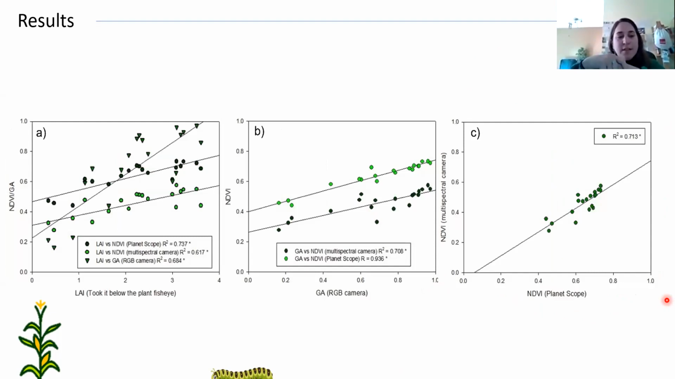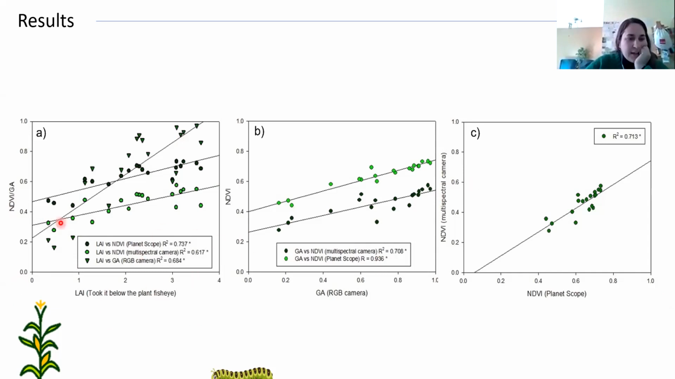Okay, the first thing that we do, we want to compare the relationship between the leaf area index and the NDVI taken from the Planetscope, from the multispectral camera, and the GA from the RGB cameras, to see if they have a relationship, and whether we can use all of these indices to see if there is a change in the biomass.